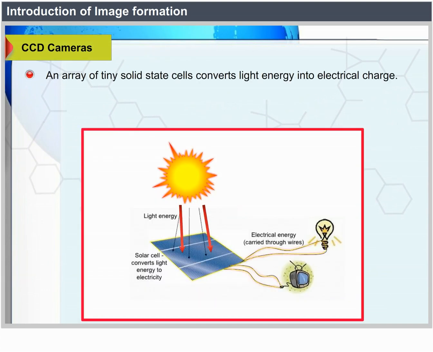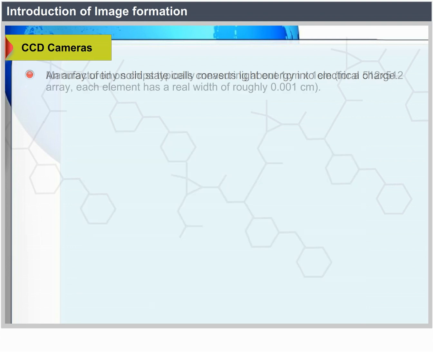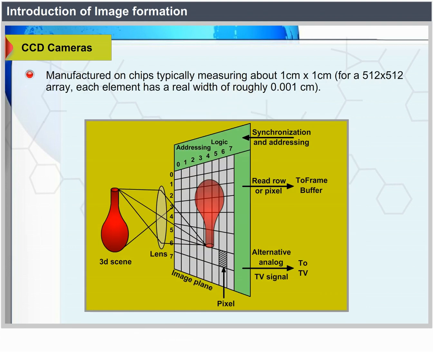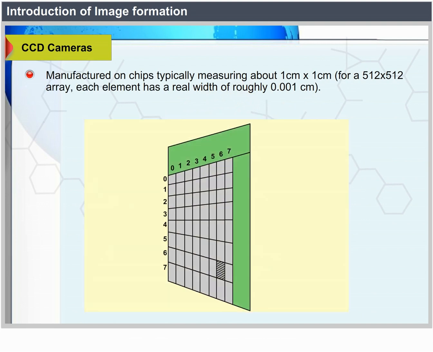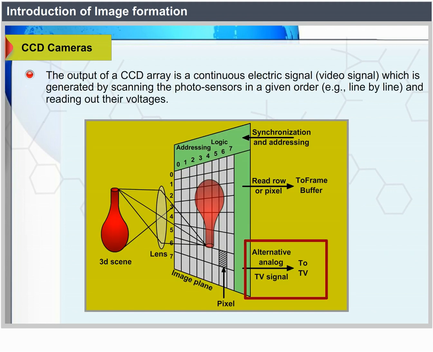CCD cameras. An array of tiny solid-state cells convert light energy into electrical charge. Manufactured on chips typically measuring about 1 cm by 1 cm, for a 512 × 512 array, each element has a real width of roughly 0.001 centimeters. The output of a CCD array is a continuous electrical signal, the video signal, which is generated by scanning the photosensors in a given order, that is, line by line, and reading out their voltages.